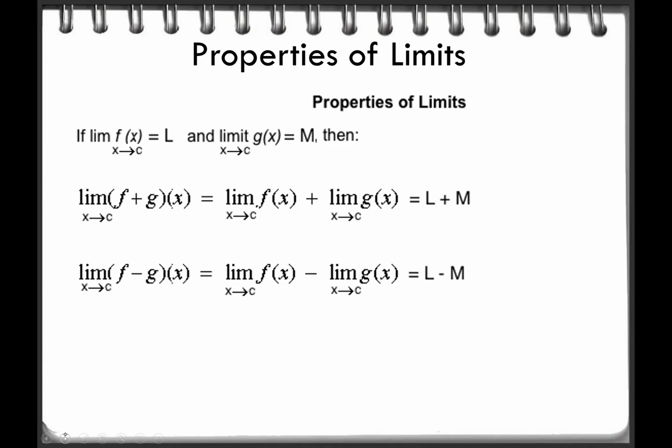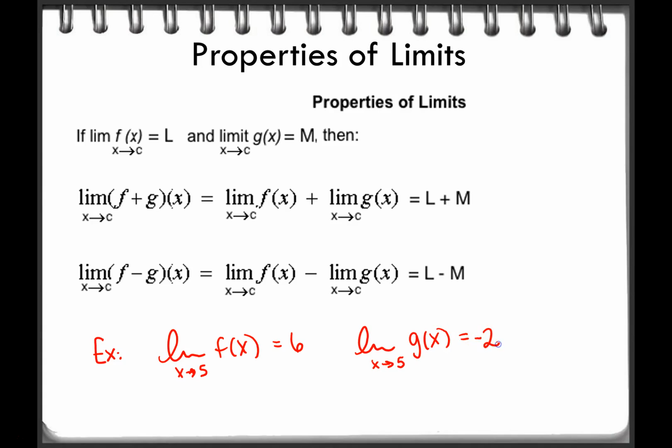Essentially what's going on here is it's saying if you need to add 2 limits, just add their answers. If you need to subtract 2 limits, just subtract their answers. So an example of that would be, let's say the limit as x approaches 5 of f of x is equal to 6. Maybe that function of f of x is x plus 1. Who knows? And let's say the limit as x approaches 5 of g of x is equal to -2.